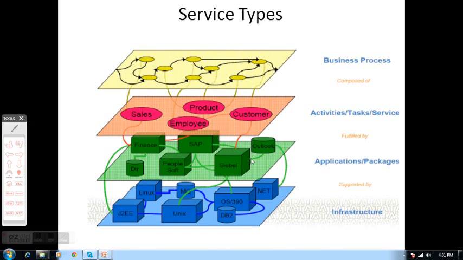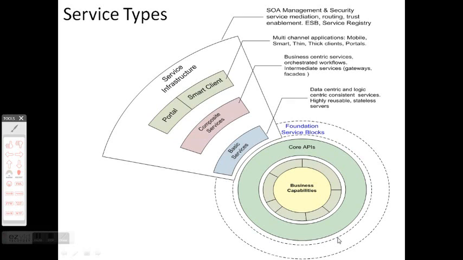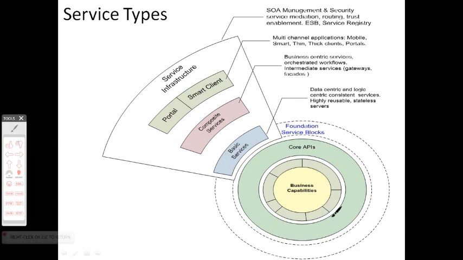These services in turn use the application layer, and they use the functionality of different applications throughout the organization. For example, sales could probably use financial functionality, as well as other types of communication functionality throughout the organization. And this application layer will use the infrastructure layer that provides operating system, network, database management systems, and so on.